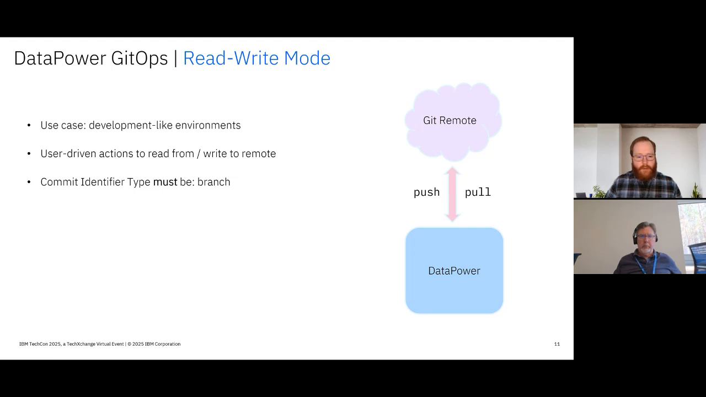So in this mode, you have full access to all of the GitOps actions. You can do reads, writes manually, and it would be worth noting that you must specify a branch as your remote identifier, and this is basically just in line with the general Git practice. So in order to make commits and push those to a branch on your remote, you need to have a local branch checked out, and so here the commit identifier must be a branch because we'll be working off of that branch just as if you were developing in an IDE or a code editor on your laptop.